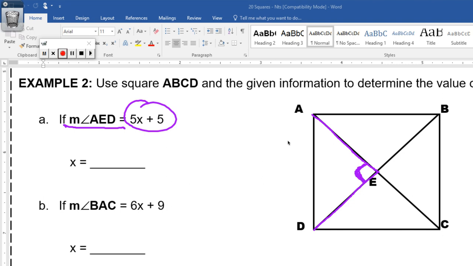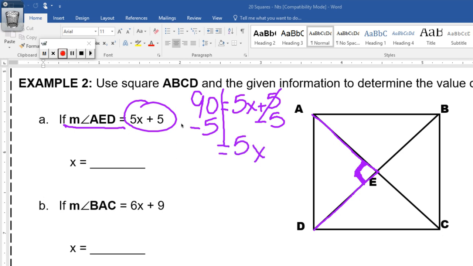Well, from previous examples and from our notes, we know that every time we're forming a 90-degree angle here in the middle. So to solve for x, all I have to do is put it equal to 90 degrees. Okay? Remember that to solve for x, we have to get rid of the numbers. So we put minus 5 on both sides. We cancel that out. We have 5x equals 85. We divide both sides by 5. So our x equals, let's use our calculator.